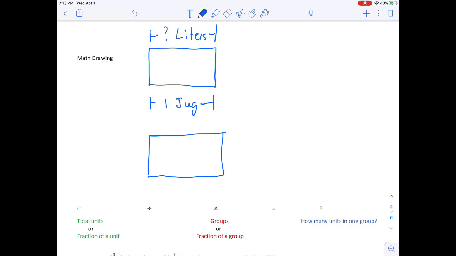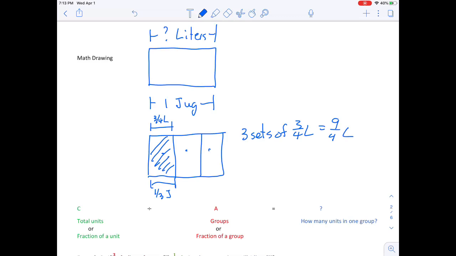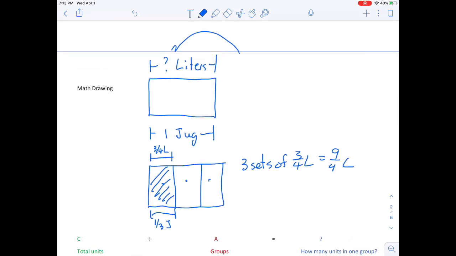And now my jug, I'm going to break into 3 equal parts, and I'll have 1/3 of a jug down here, and this up here represents 3/4 of a liter. Since I know the value of 1, what am I trying to find? I'm trying to find 3 sets of 3/4 of a liter. And that's going to give me 9/4 liters. So up here I can fill in 9/4.